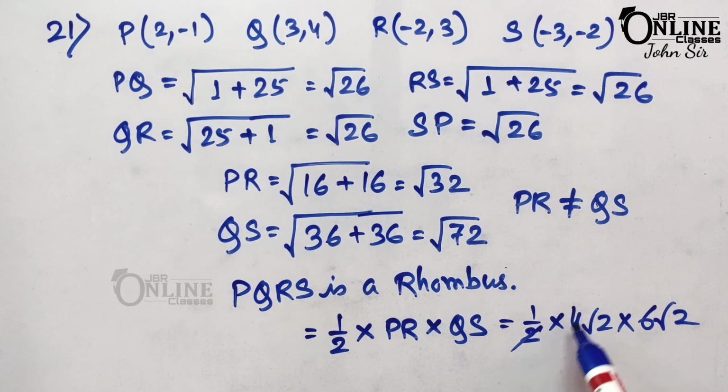So now the 2 cancels out with this one, so you will get here 6 into 2, that means 12 into root 2 into root 2, that means 2, so 24 square units is your answer.